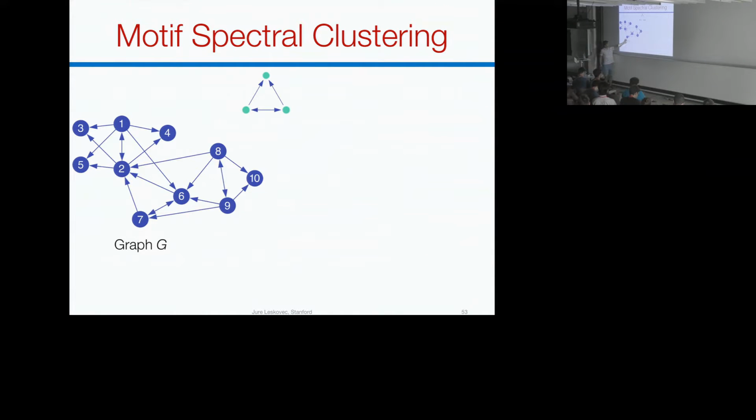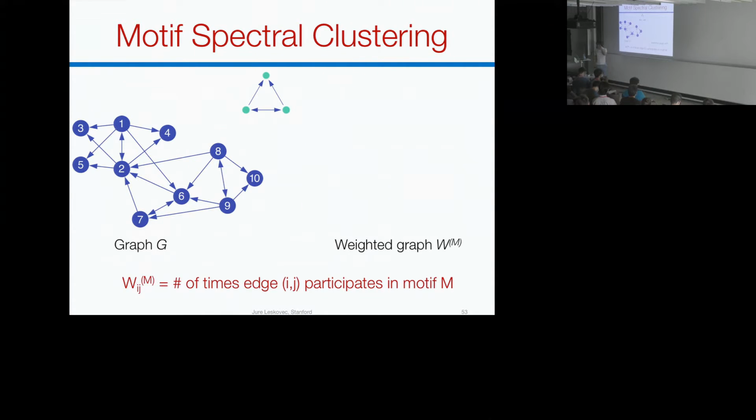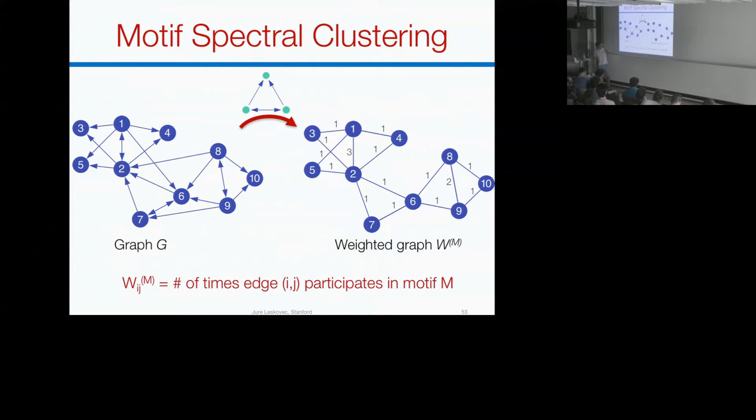The idea is I'm given a graph and I'm given a motif, and now I'll take this graph and transform it into a new graph, my graph W. This W will be weighted, and the way this graph will be created will depend, of course, also on the motif you are given. The way we will set the weights is that the weight of an edge ij in this graph is simply the number of times this particular edge ij participates in motif M in graph G. So here is my graph, and here are the weights I assign.